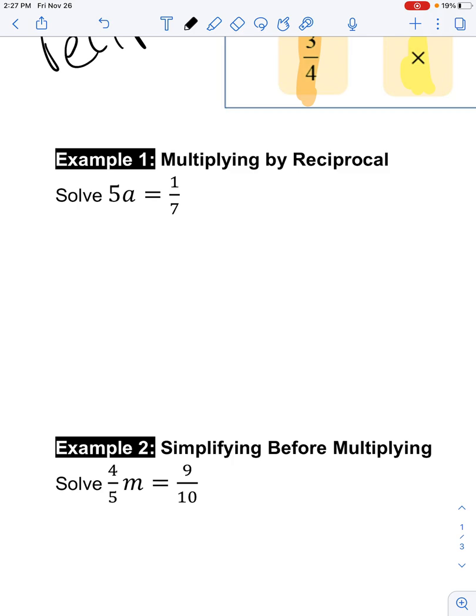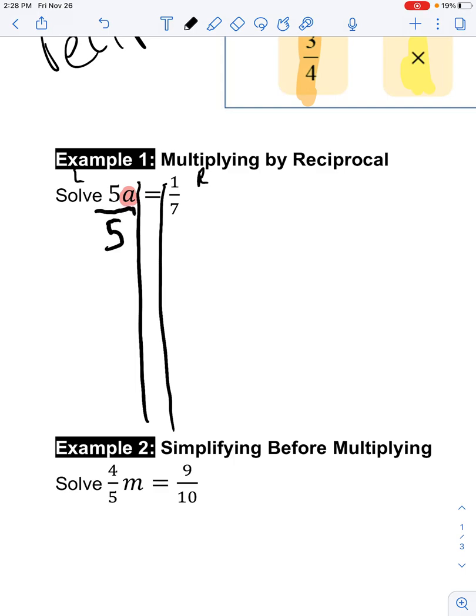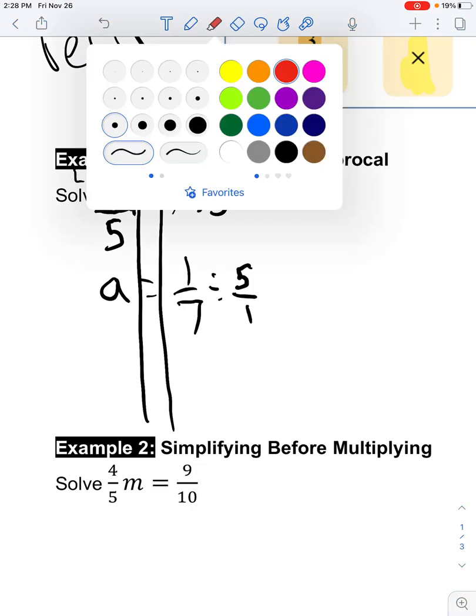So if we look at our first example, it says solve 5a equals 1/7. I need to think, okay, my goal, my end result is to get a by itself. This says 5 multiplied by a. So I need to do the opposite of 5 multiplied by a. I'm going to divide by 5 and divide by 5. So a equals 1/7 divided by 5 over 1.